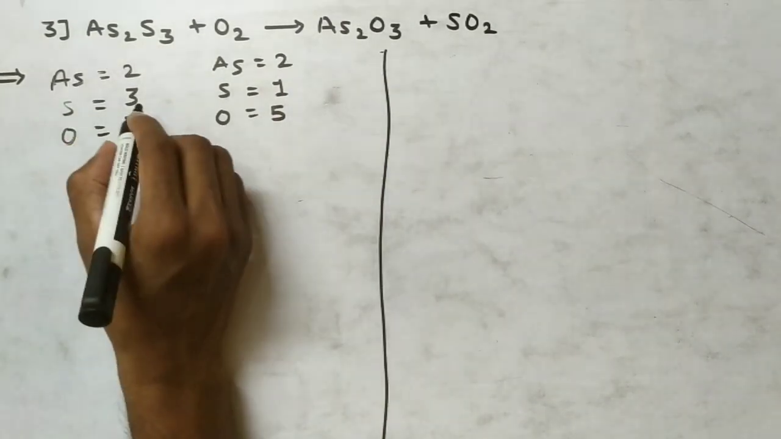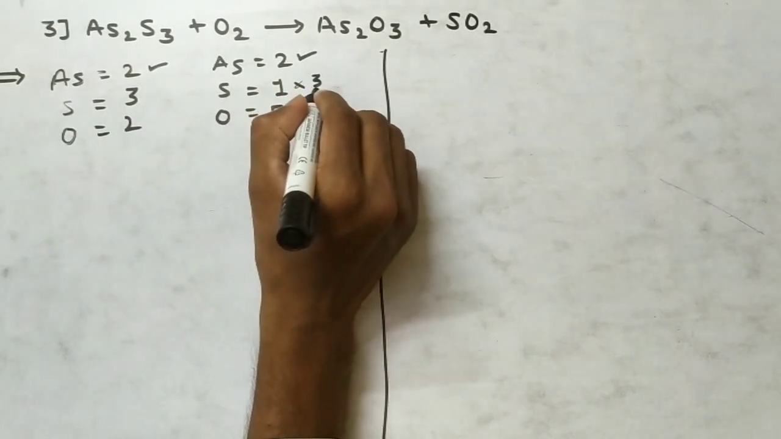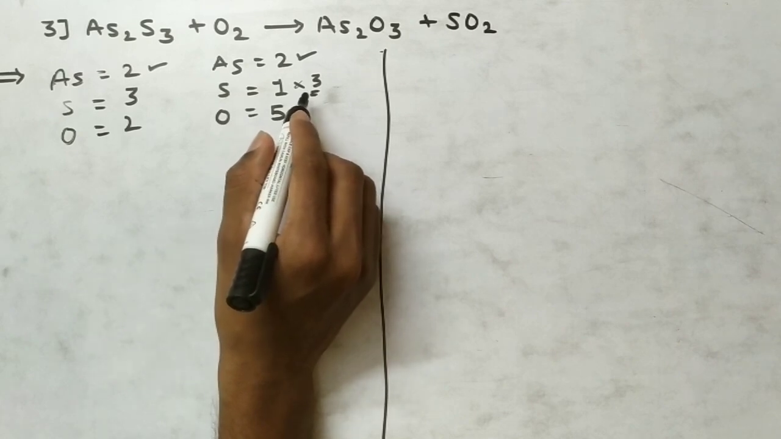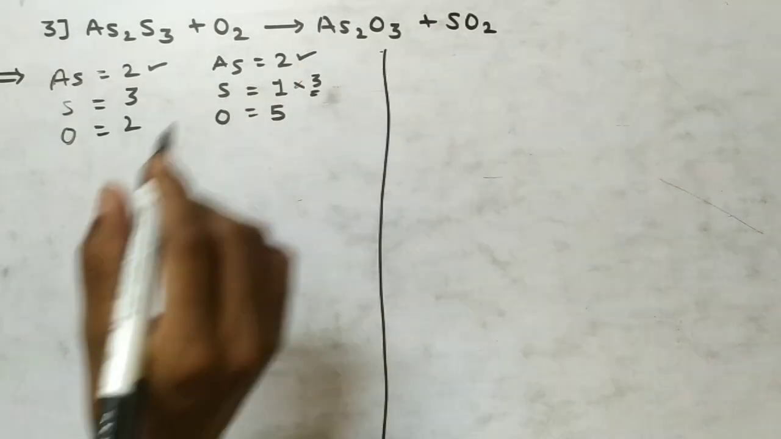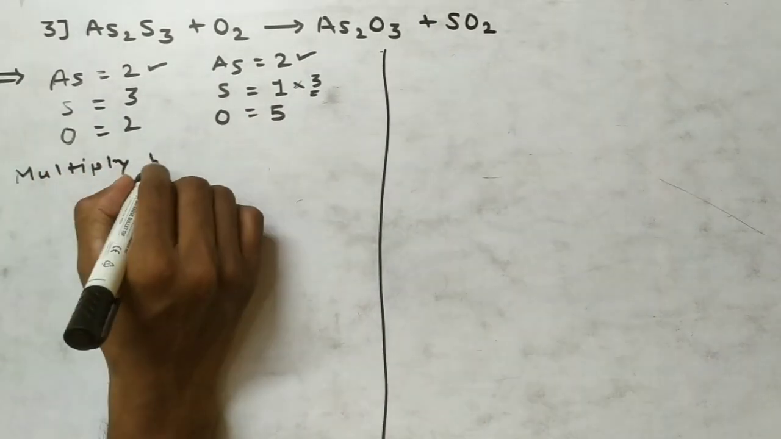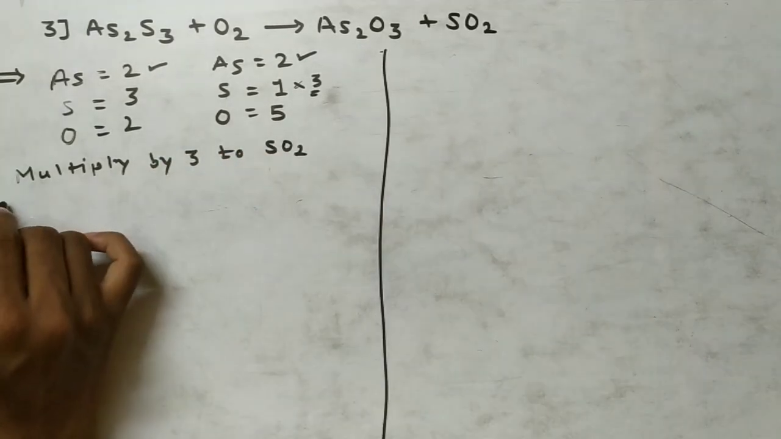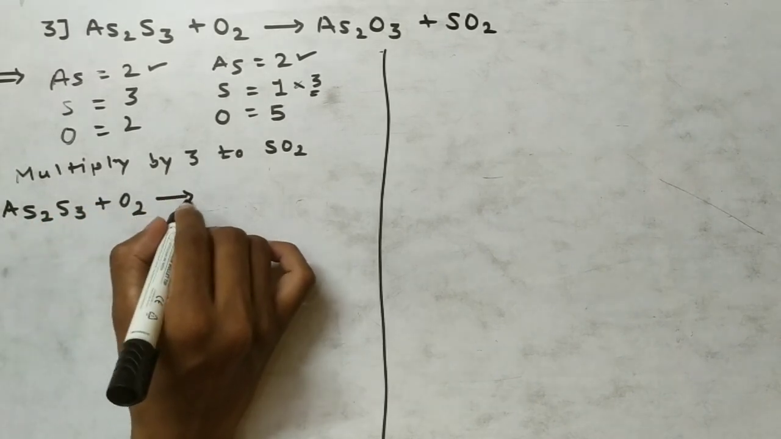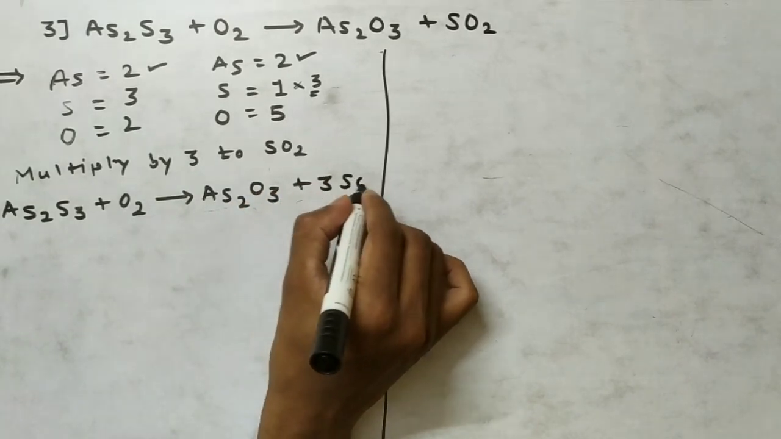Now here As atoms are already balanced. So we will balance firstly the sulfur atoms. To balance the sulfur atoms, we need to multiply it by 3. On the product side, if you see, sulfur is in combination with the oxygen, so we will multiply SO2 by 3. So what will we get? We will get As2S3 plus O2 will give As2O3 plus 3SO2.